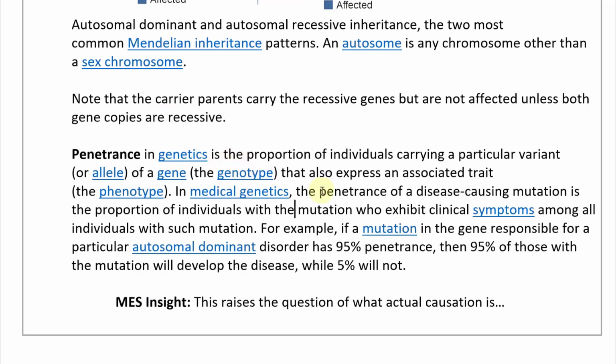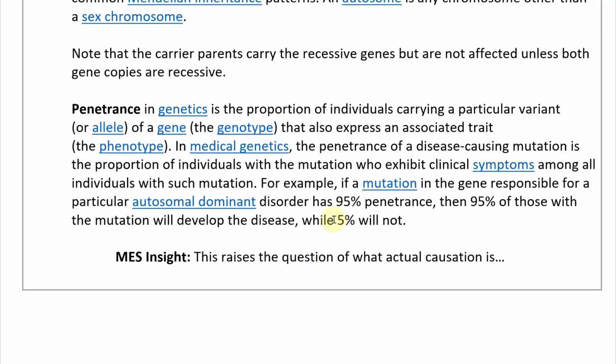In medical genetics, the penetrance of a disease-causing mutation is the proportion of individuals with a mutation who exhibit clinical symptoms among all individuals with such mutation. For example, if a mutation in the gene responsible for a particular autosomal dominant disorder has 95% penetrance, then 95% of those with the mutation will develop the disease, while 5% will not.